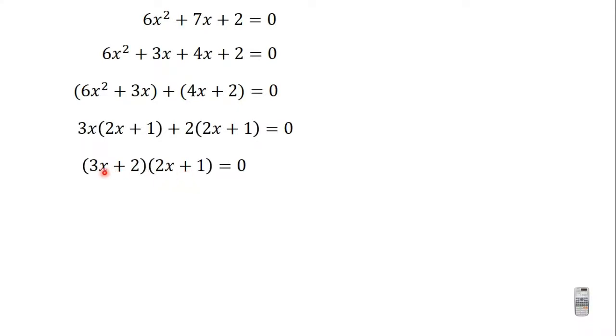To find x, we equate the first expression here, which is 3x plus 2, to 0. So we have 3x plus 2 is equal to 0. Then we also equate the second one, which is 2x plus 1 is equal to 0. So you have 3x is equal to minus 2. When you come here, you have 2x is equal to minus 1.